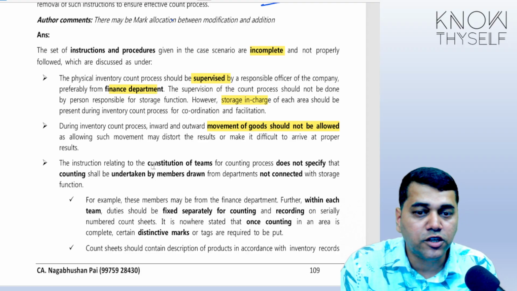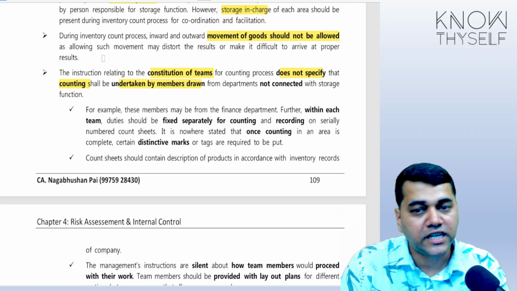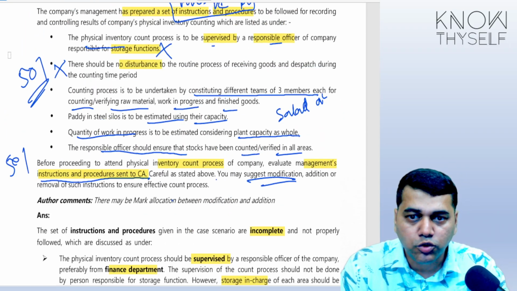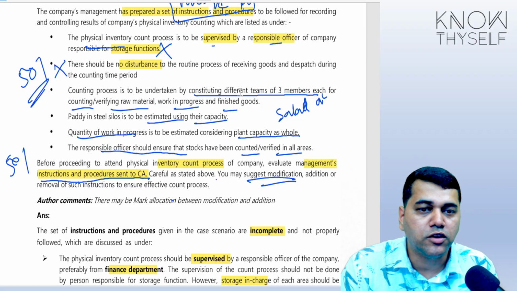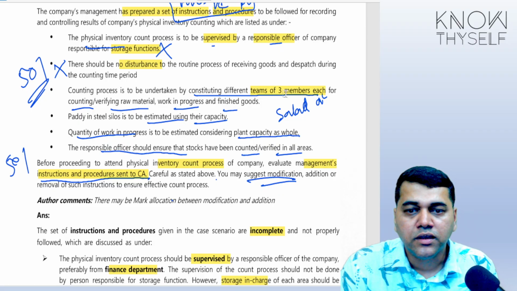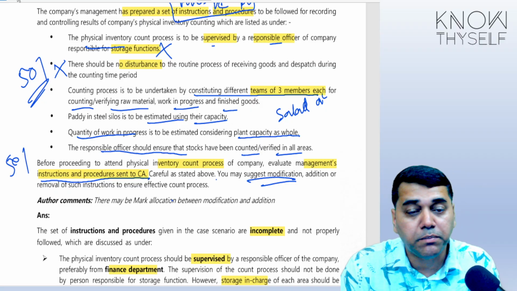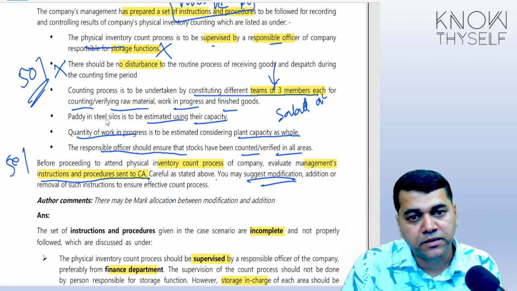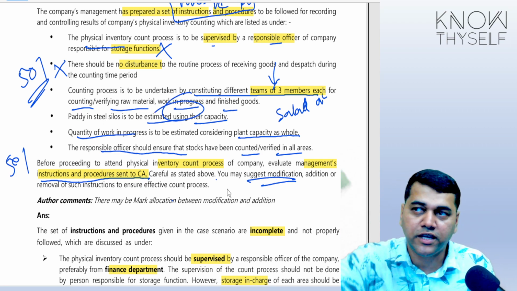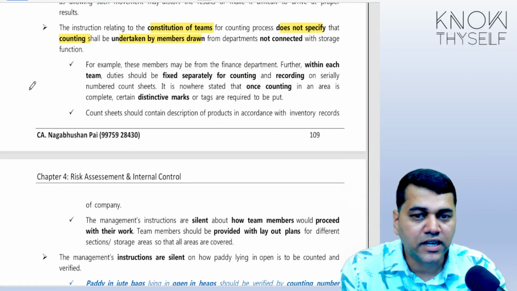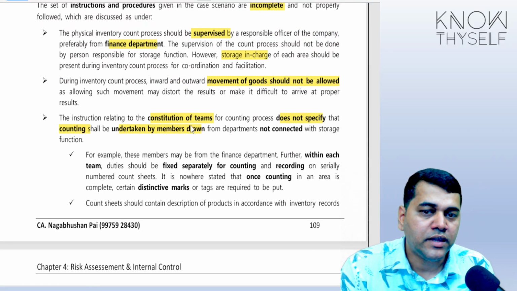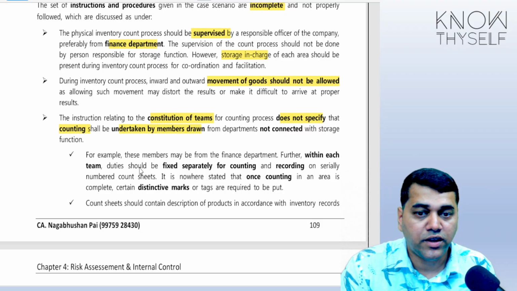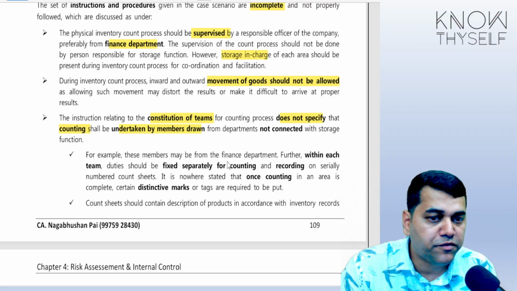The instructions related to the constitution of the team do not specify that the counting shall be undertaken by members drawn from a department not connected with the storage function. Okay, if I go back, have they told here that the counting process should be undertaken by constituted teams, different teams for the counting, verification of raw material? From which department are they fetched? Now, you can't fetch the person from the production department to verify the work in progress, because they are connected with it. So they found out that there is a loophole, that you are not told from where they are fetched. For example, these members may be from the finance department.